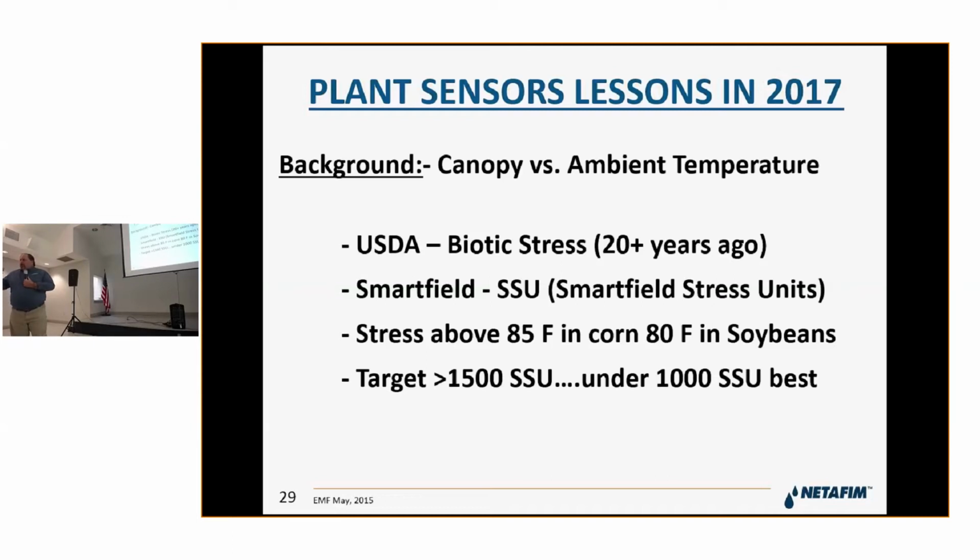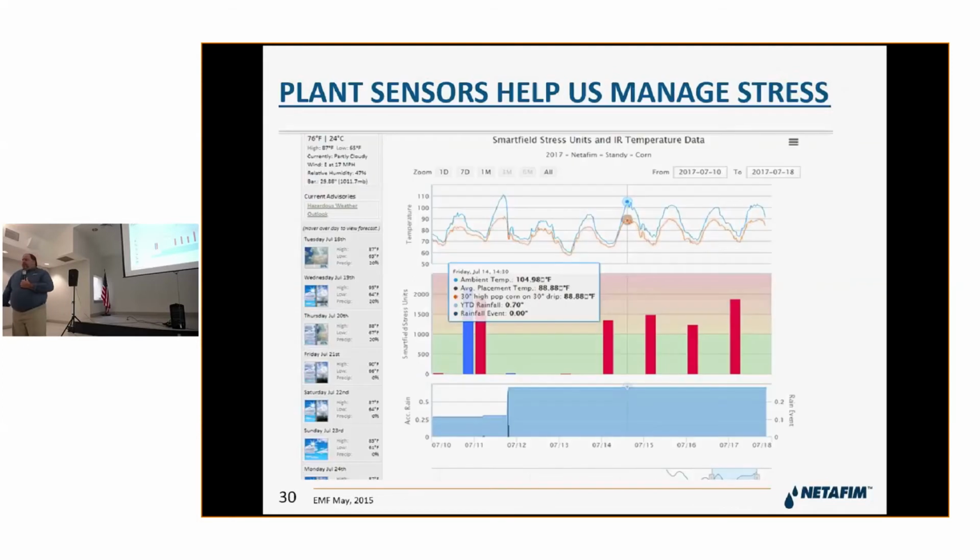So what's our goal? Our goal with the algorithm that SmartField has given us is to stay below 1,500 SSUs, or stress units. That's our goal. With corn, under 1,000 is even better. So what happened in 2017? There's a lot going on in this chart. I'm going to go through it relatively quickly, but what we have above here is the temperatures. Along here, and these are really small, 50 degrees up to 110 degrees is the ambient temperature.